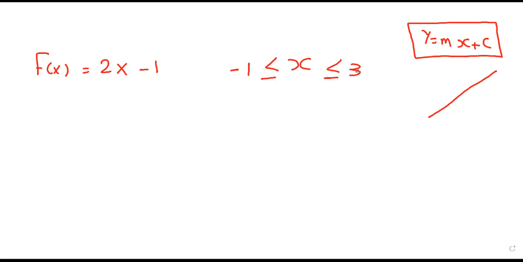But because this function is a restricted function, what is the meaning of restricted? Restricted means defined by two endpoints. As you see, x is more than or equal to -1 and less than or equal to 3. So this domain is a restricted domain. How can we graph this relation?